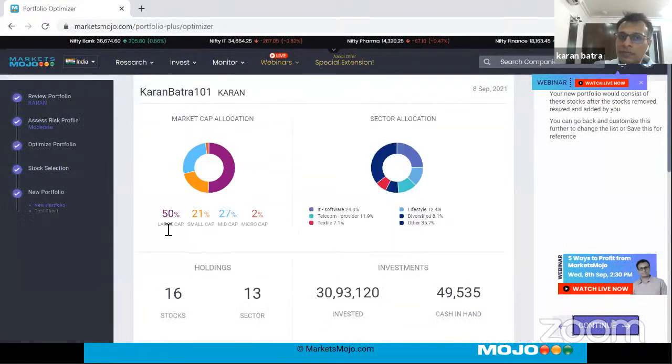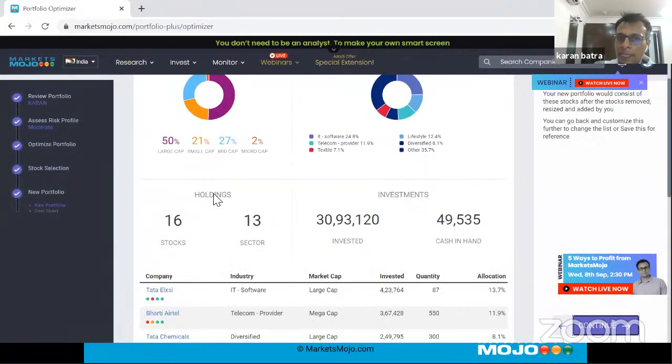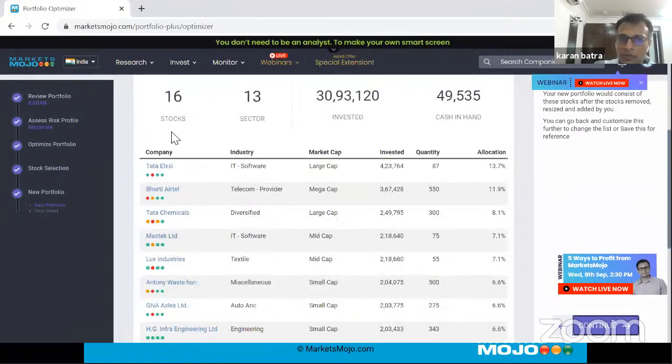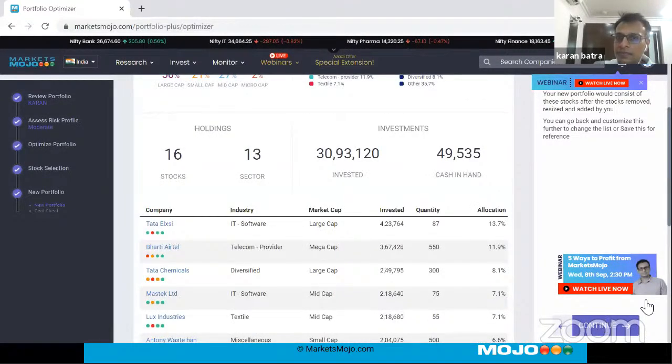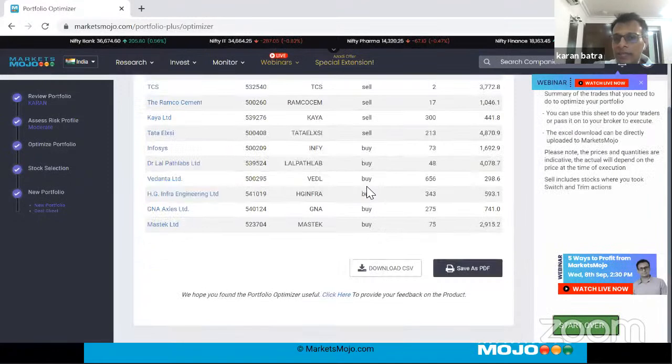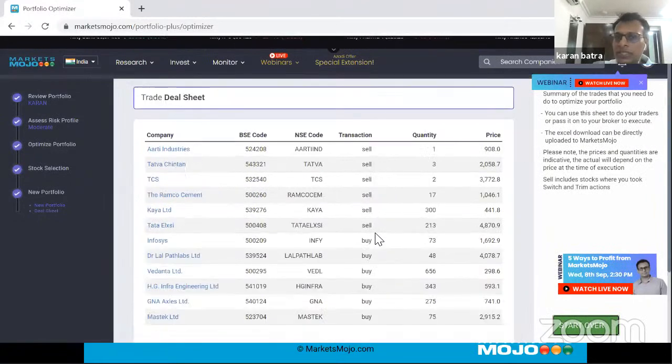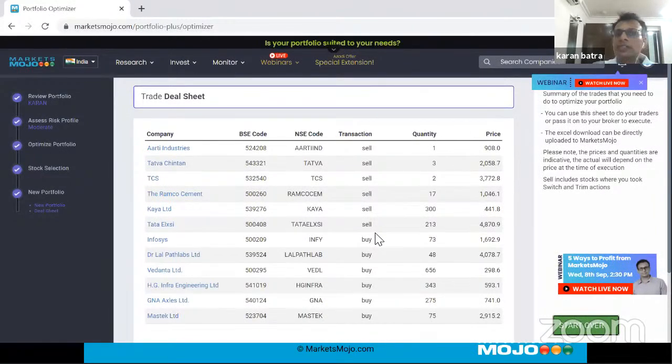Now the new portfolio is 50% large cap, almost 30% mid cap and 20% small cap. 16 stocks remain. The number of stocks was fine, but if you see the allocations now, this is only 13%, and I've also added a few new stocks. And again, a deal sheet will get generated. You can download this deal sheet and send it to your broker or use it for execution.